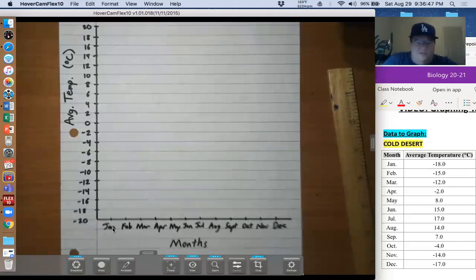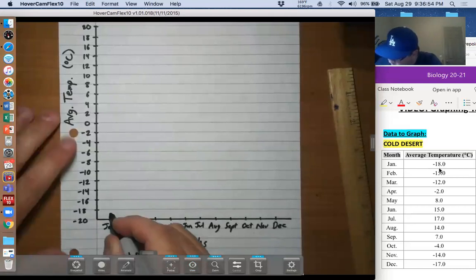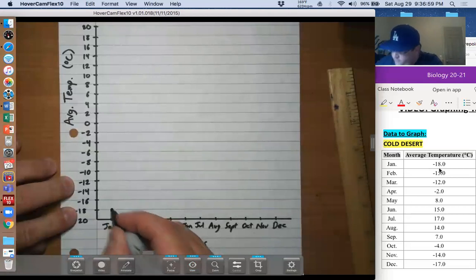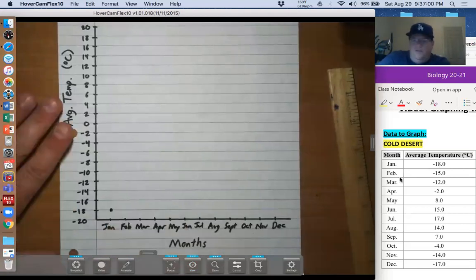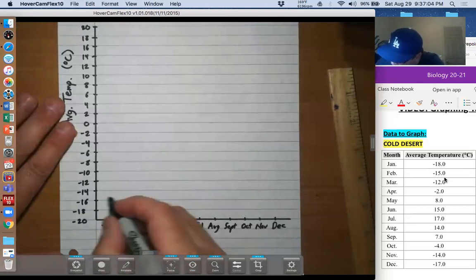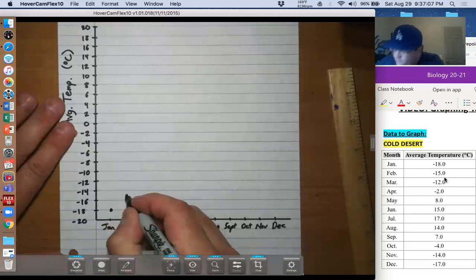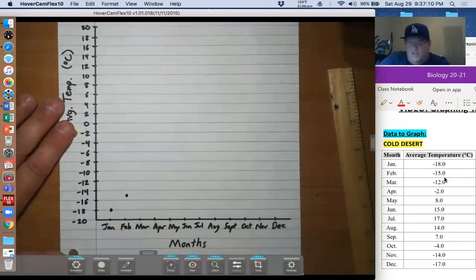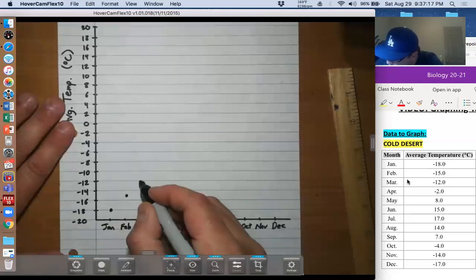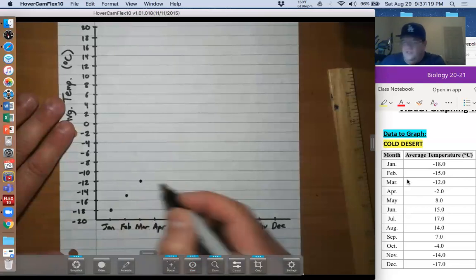So we're going to start with January. Now that we're all set up, January, it was negative 18. So I go to January, I go up to negative 18, which is right there. Where those two would meet, dot. February, negative 15. Go over to February, negative 15. That would be right about there. So I'm going to put dot. This looks more like what you probably do in math class. Negative 12 for March. So I go over to March. Negative 12 would be on the line. So dot. Oh, I'm seeing kind of a pattern here.